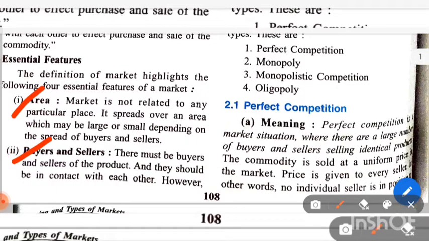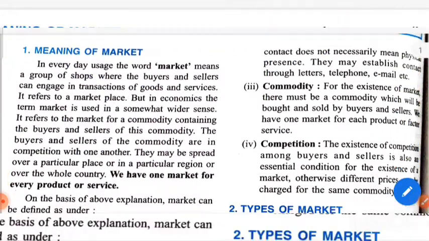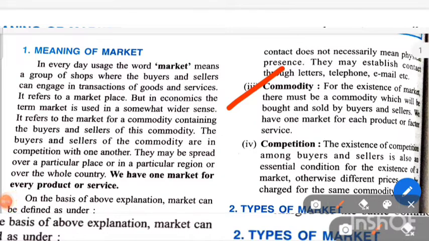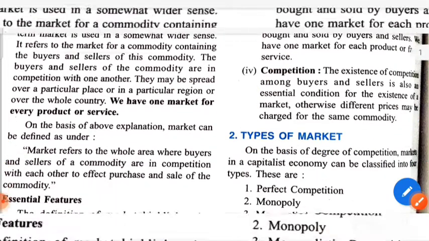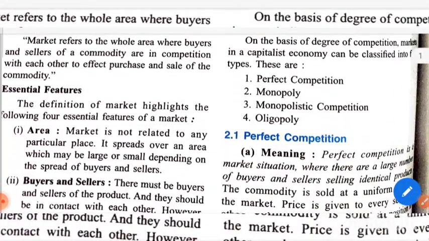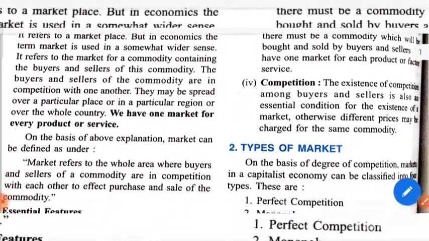Then buyers and sellers is a must. Without buyers and sellers, you can't say the place is a market. Then commodity, of course, in which you are dealing. You cannot simply see each other's face in a market and say that yes, this is a market. If buyers and sellers are there, they should sell and purchase some commodity. And the last one is competition. Without competition, you cannot say that this is a market. So these are the essential features: area, buyers and sellers, commodity and competition.